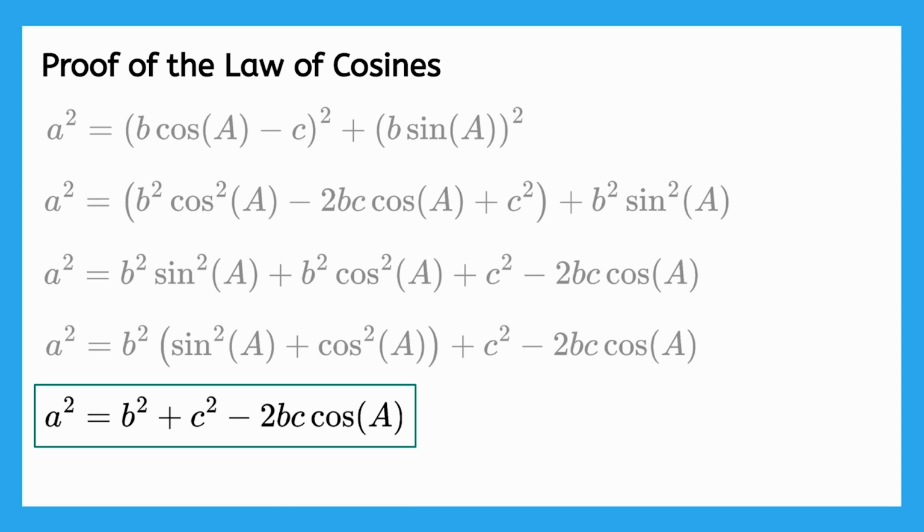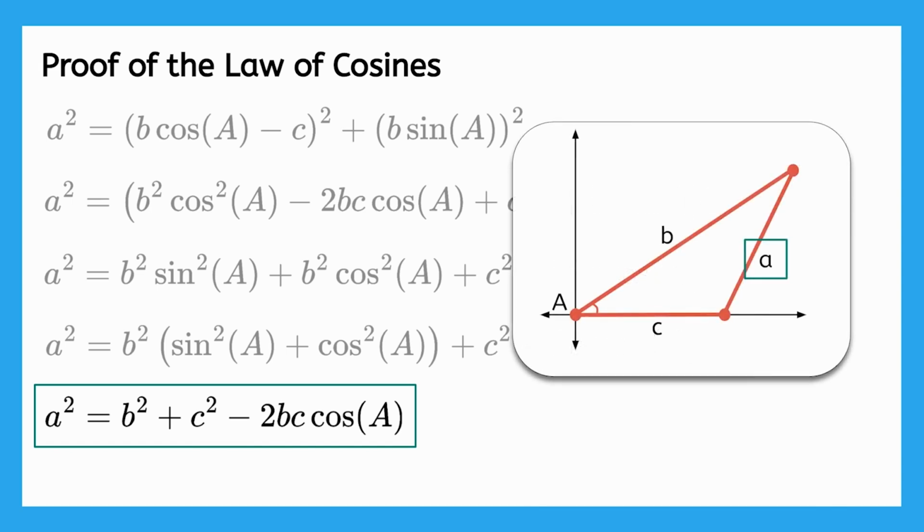which is the law of cosines, a formula that allows us to find the missing side in an oblique triangle when we know two sides and their included angle.